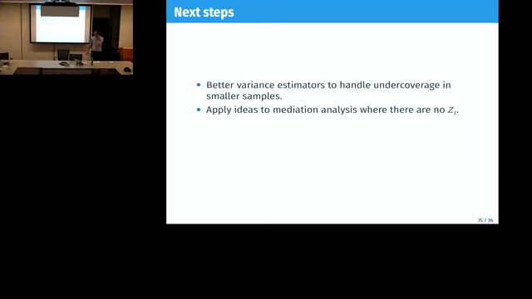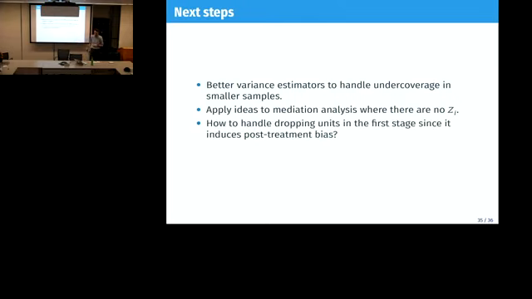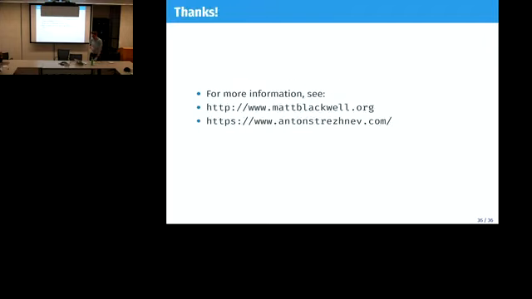The thing we're working on with Tyler is to think about applying the idea of mediation analysis when there are no intermediate covariates, and that assumption does hold. Can you use this matching technology to do things there? And how to handle dropping units in the first stage. Because if you do drop units in the first stage, you're actually inducing bias. So you can't do pruning, at least in the first stage. So it's like an optimization. So that's it. That's all I have.